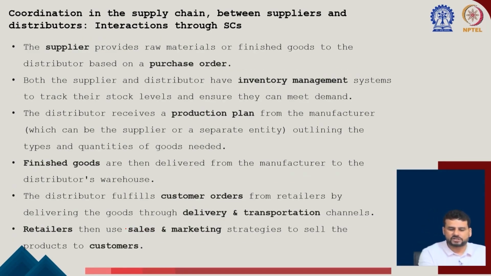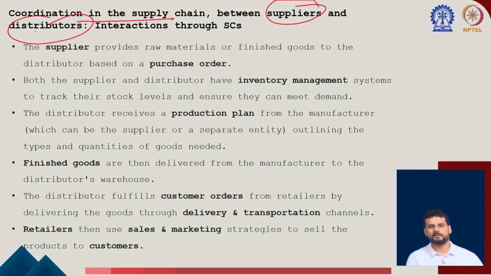So now coordination in the supply chain. We talked about manufacturer versus suppliers, manufacturer versus distributor, but suppliers versus distributor is also equally important. So let's talk about that, but before going to that, we'll see what are the interactions when we are going through the supply chain.